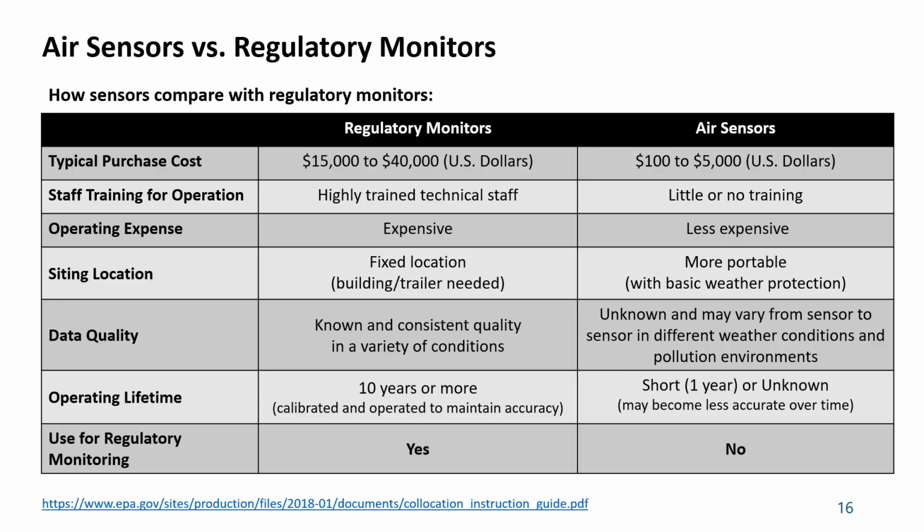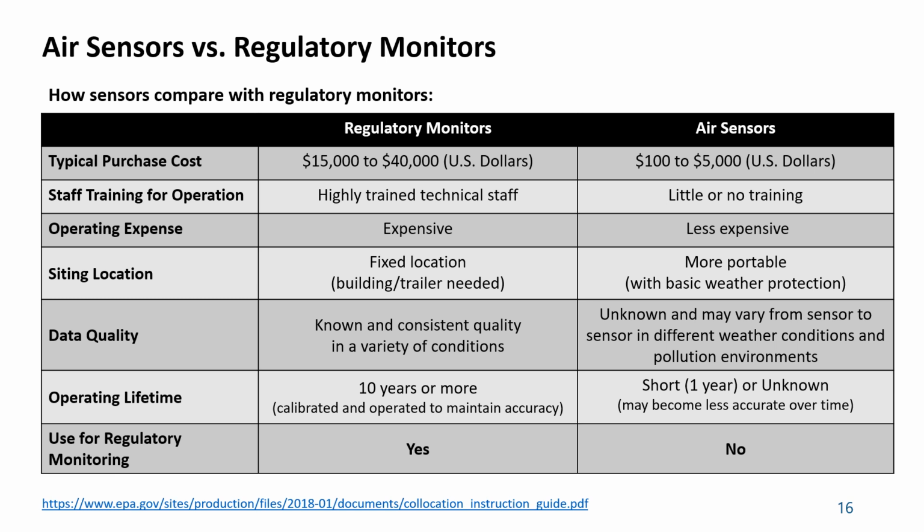A frequent question is, how do air sensors compare to regulatory monitors? This table summarizes some of the main differences. Regulatory monitors typically cost between $15,000 and $40,000 US, whereas air sensors cost $100 to $5,000 US. Using a regulatory monitor requires highly trained technical staff. Little to no training is needed to use an air sensor.